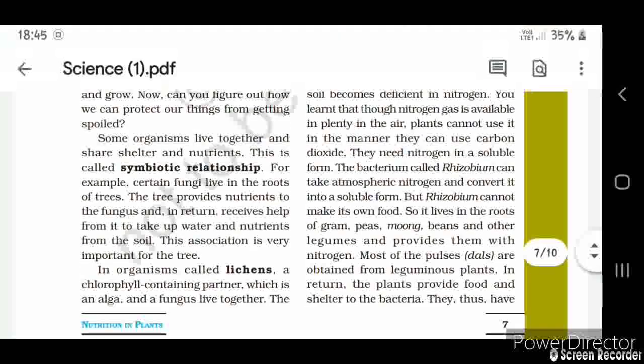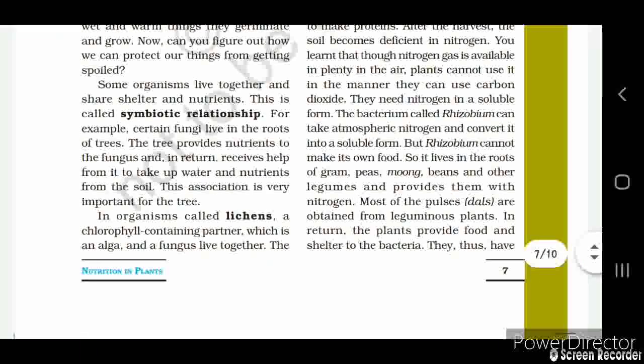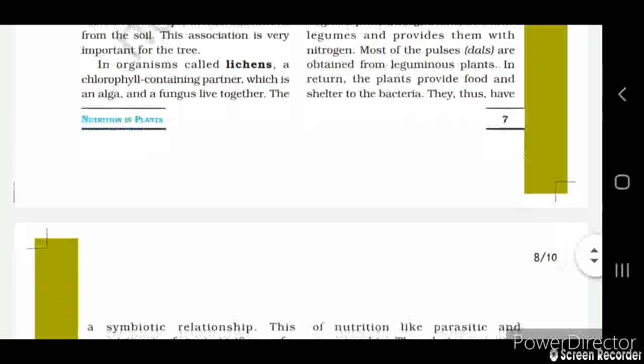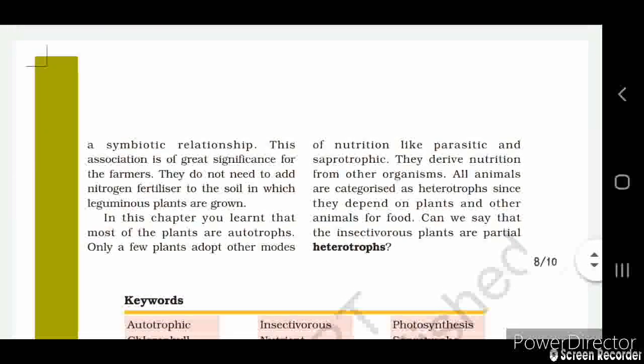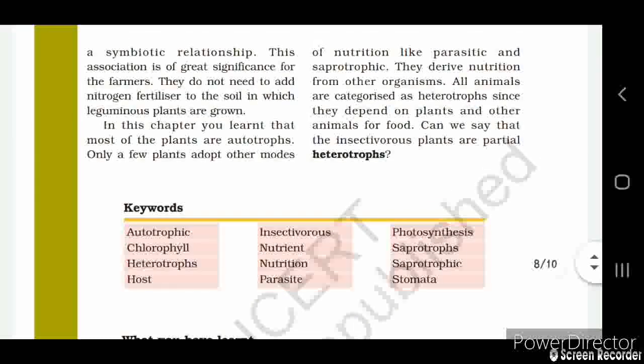Most of the pulses like dals are obtained from leguminous plants, and in return the plant provides food and shelter to the bacteria. They thus have a symbiotic relationship, and this association is of great significance for the farmers. They do not need to add nitrogen fertilizer to the soil in which the leguminous plants are grown.